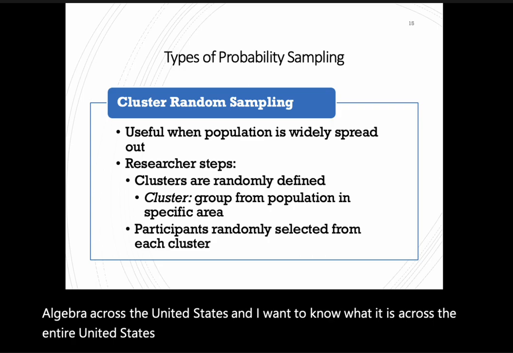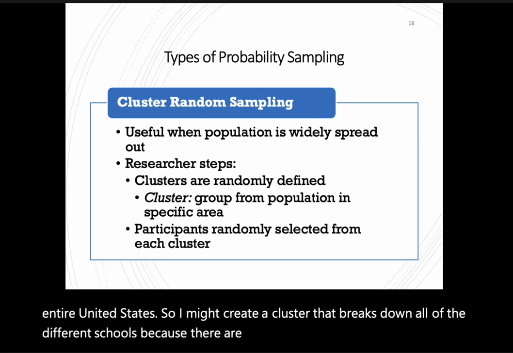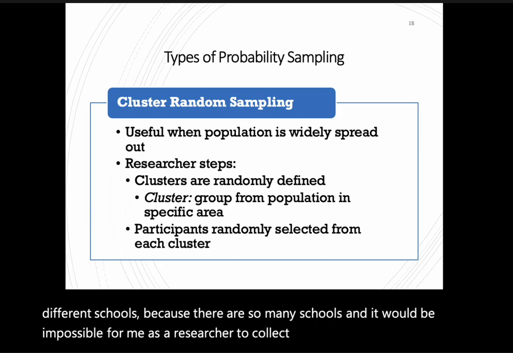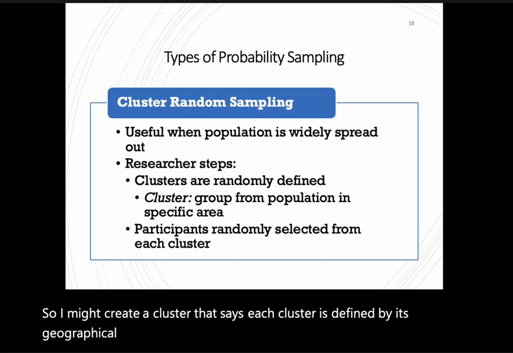So I might create a cluster that breaks down all of the different schools because there are so many schools and it would be impossible for me as a researcher to collect data from every single school. So I might create a cluster that says each cluster is defined by its geographical region. So I'm going to have 50 clusters, one for each state in the United States.